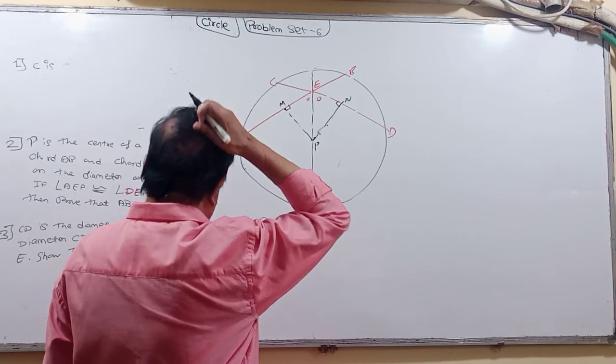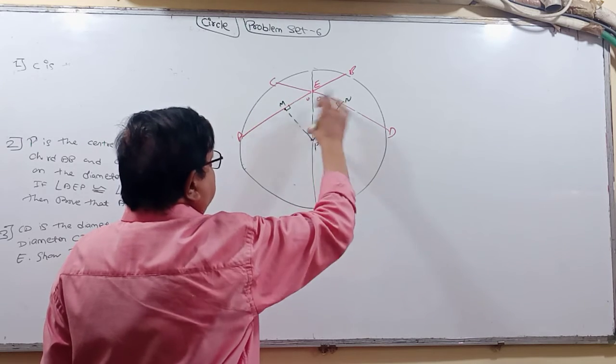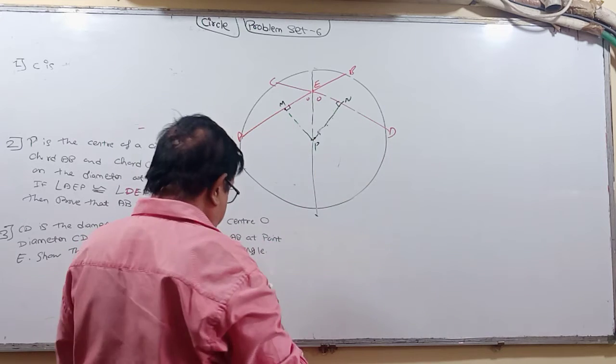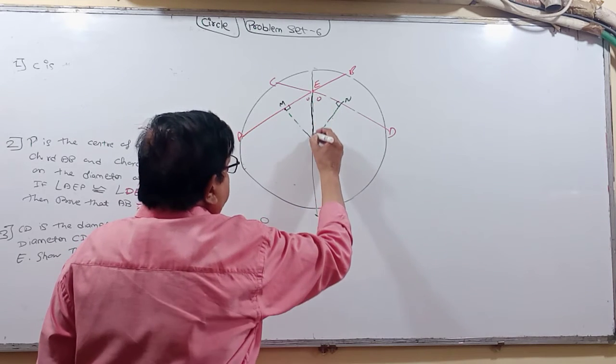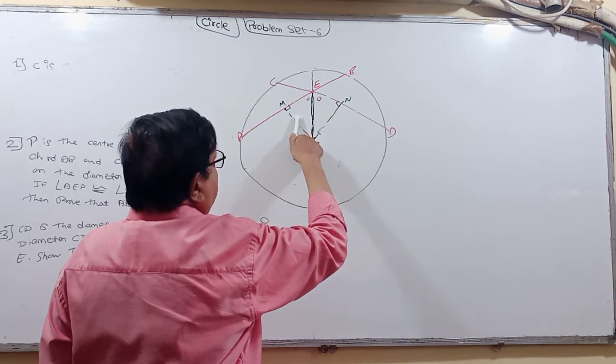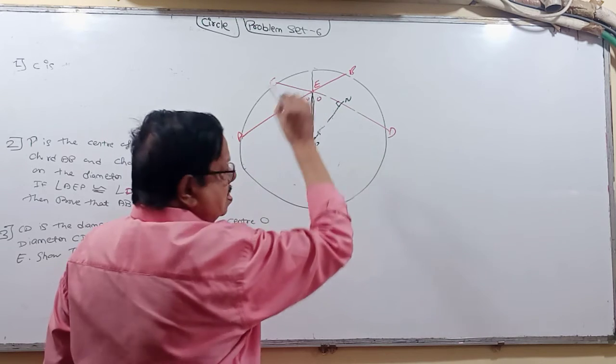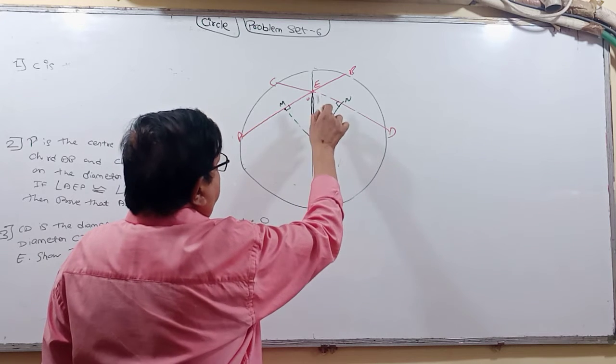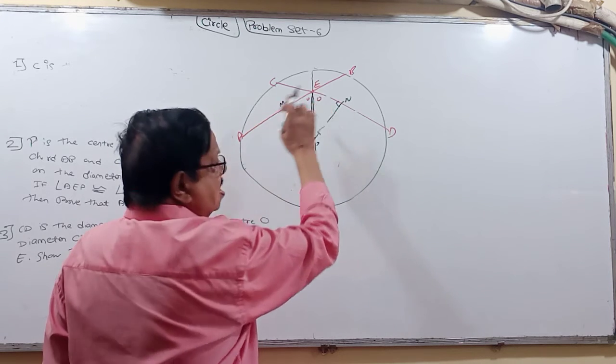Draw perpendicular. This is the perpendicular distance. This is perpendicular. These are 90 degrees. So this one is the common hypotenuse. This is the hypotenuse of this triangle. This is the hypotenuse of this triangle. Common hypotenuse. This angle is 90 degrees. This angle is 90 degrees. This angle is equal to this angle, given.